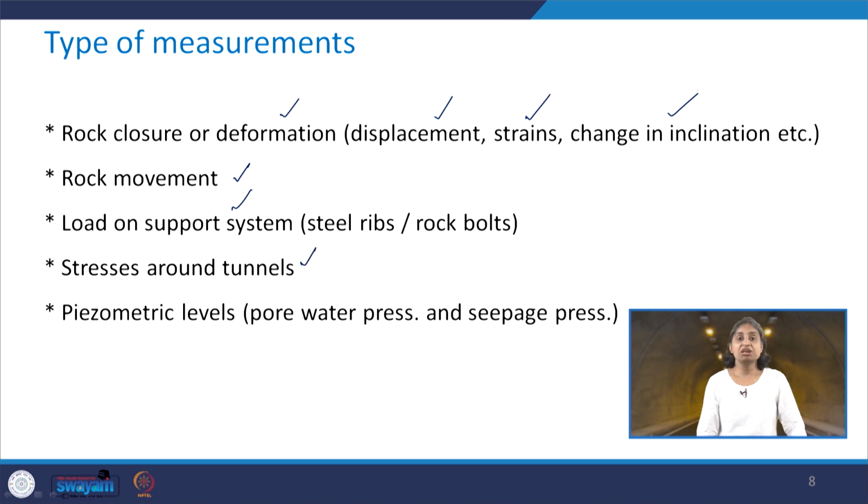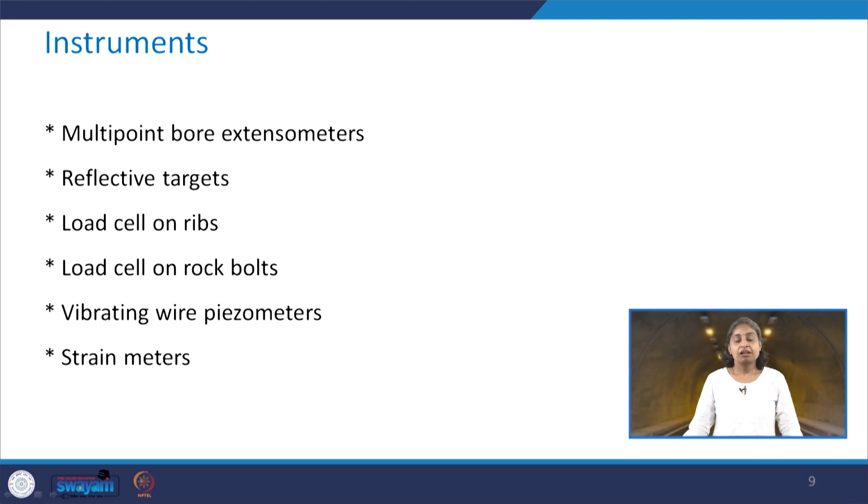We can measure the piezometric levels. These give us the idea about the pore water pressure and the seepage pressure. So the various instruments used to monitor the performance of the underground excavations include a multi-point borehole extensometer, then reflexive targets, load cell on ribs, load cell on rock bolts, vibrating wire piezometers and strain meters.